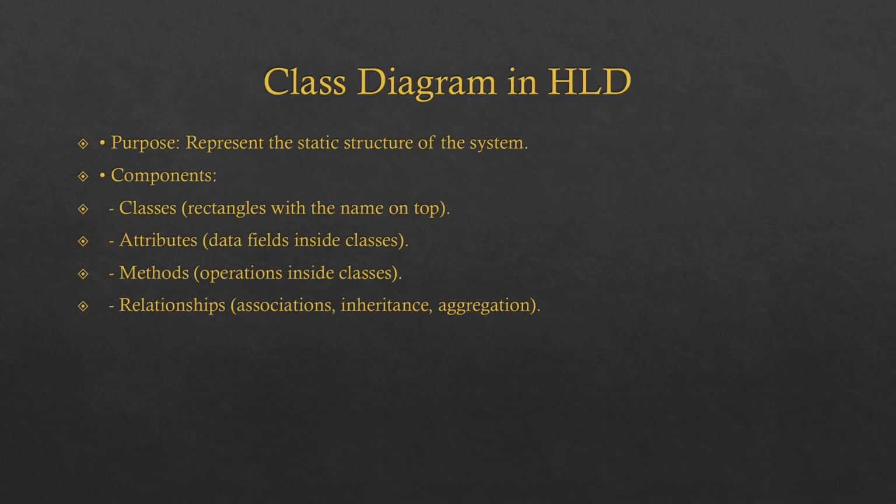Let's start with the class diagram. This is one of the most commonly used UML diagrams in high-level design. It represents the static structure of the system by showing classes, attributes, methods, and relationships. The purpose of the class diagram is to define how different entities in the system are related. For example, we might have classes such as user, product, and order in an e-commerce system with relationships showing how these entities interact.